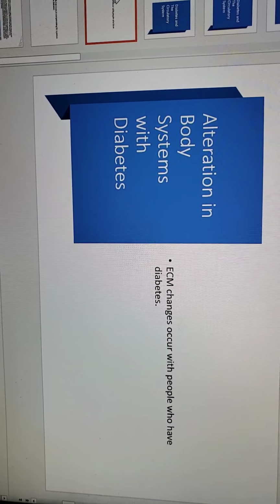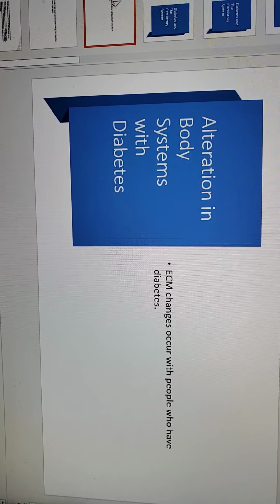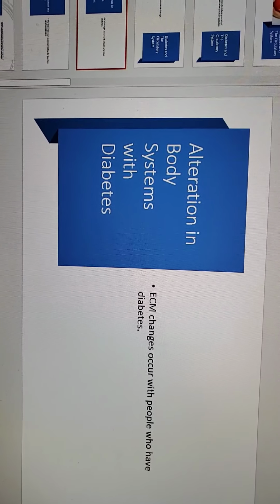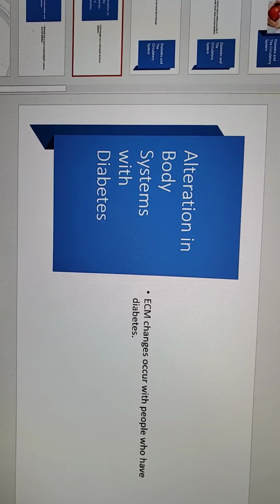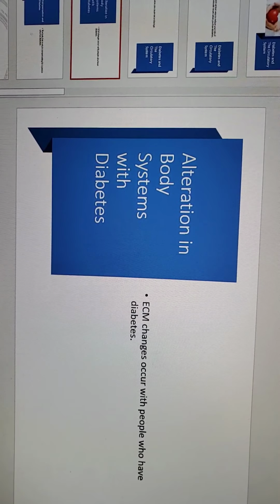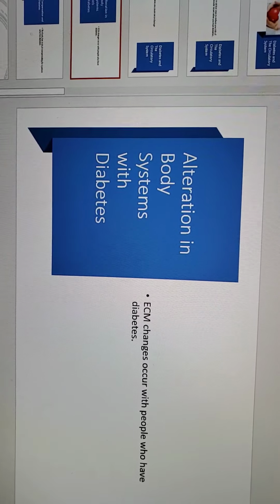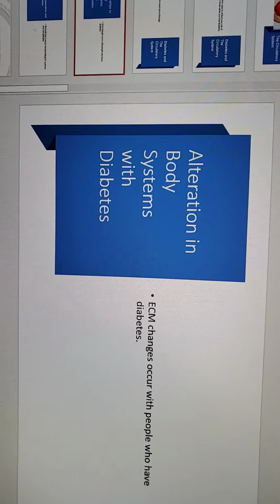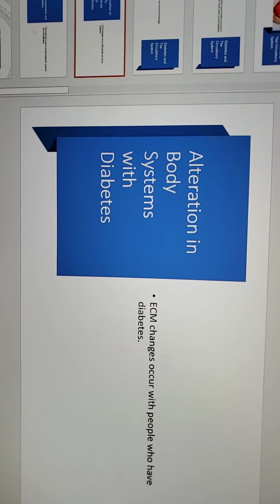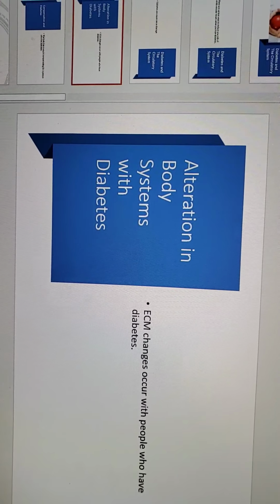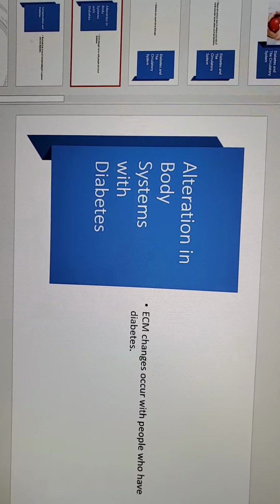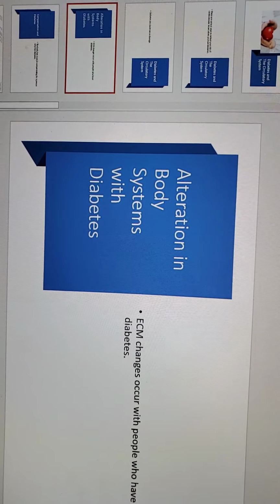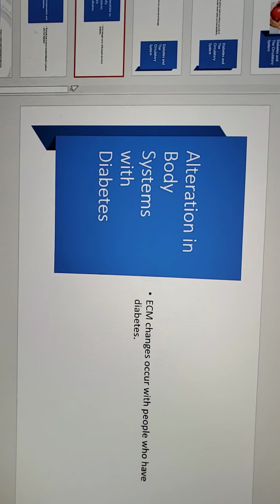ECM changes occur when people have diabetes. Extracellular matrix is affected by diabetes. One consequence that diabetes plays a role in is fibrosis and tissue remodeling. When these alterations take place, they have a direct impact on organ function. It is important to have extracellular matrix homeostasis. Diabetes changes the ECM makeup and causes organ-dependent disease.